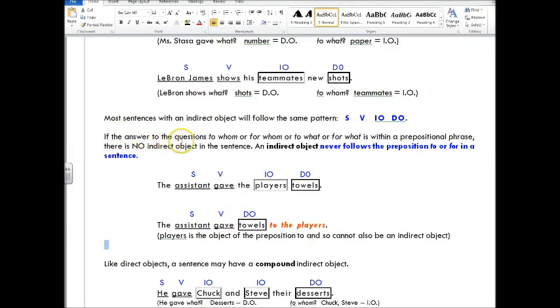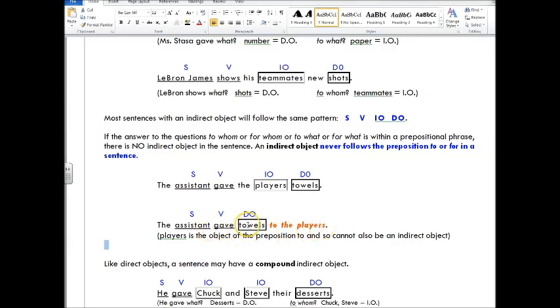If the answer to the question to whom or for whom is in a prepositional phrase, then there's no indirect object in the sentence. An indirect object never follows a preposition. It never follows a preposition, to or for in particular. So the difference: the assistant gave the players towels. The assistant gave what? He or she gave towels to whom or what? To the players. Okay? The assistant gave towels to the players.